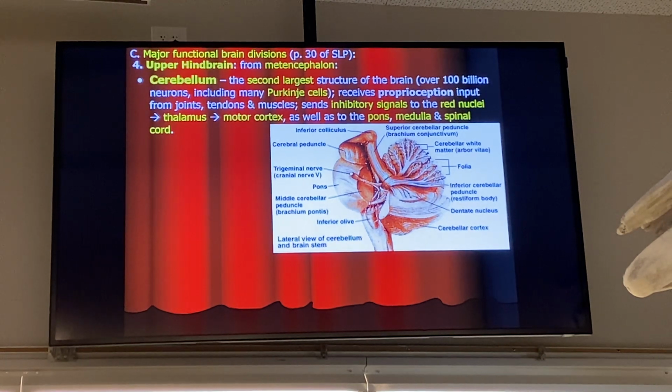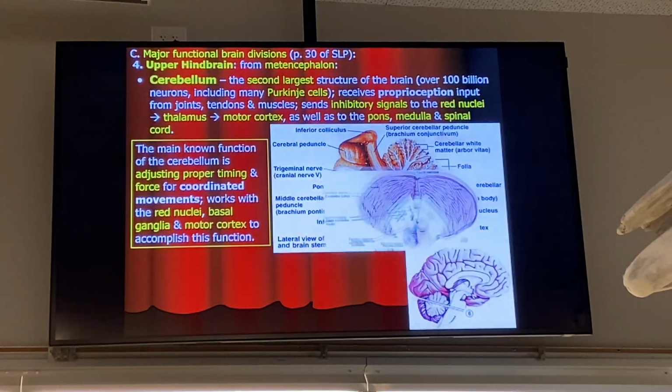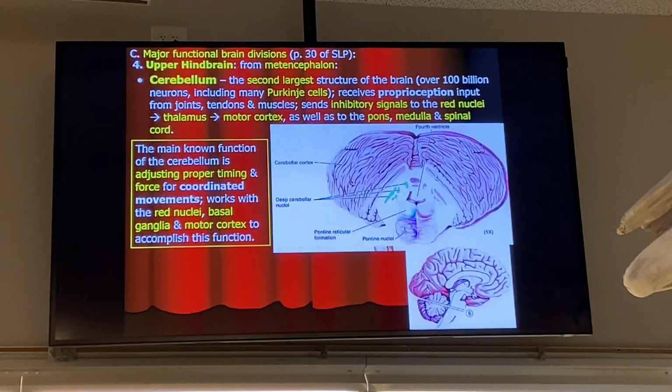But that's proprioception. And you need sensory input to be coordinated with skeletal muscle contraction. So if you want to be able to have coordinated movement, you have to have sensory feedback, and that sensory feedback is proprioception. That's where it's happening. And it's going to work together with the red nucleus, basal ganglia, and the motor cortex.